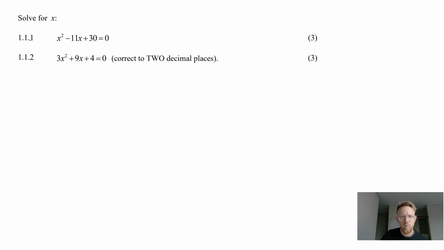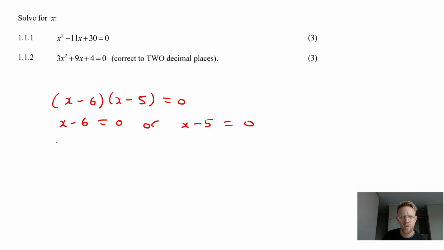With question 1.1.1, these are ones that can normally just factorize very easily. So if you had to factorize this one, you should eventually end up with x minus 6, x minus 5, and then you can say x minus 6 must be 0, or x minus 5 must be 0. Therefore, x would be 6, or x would be 5.